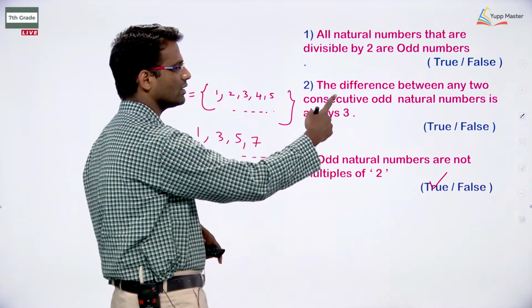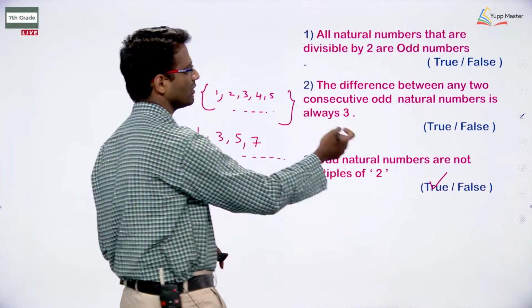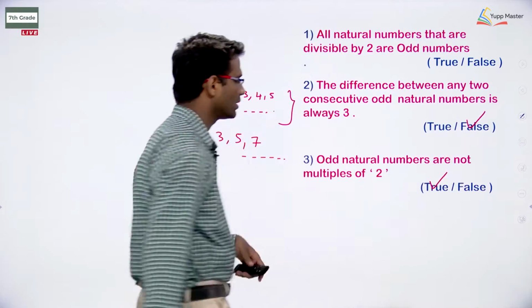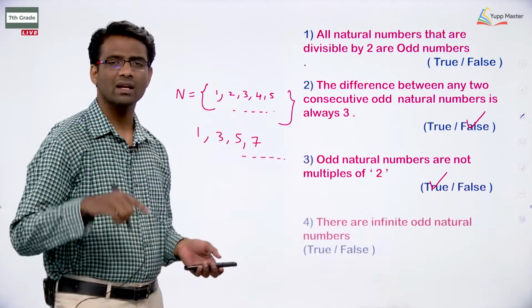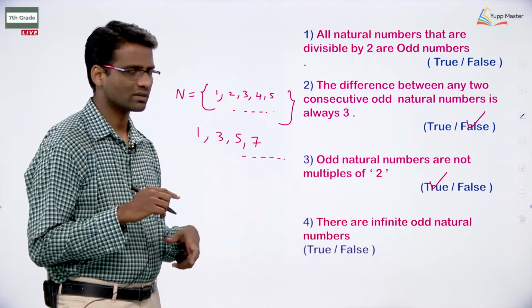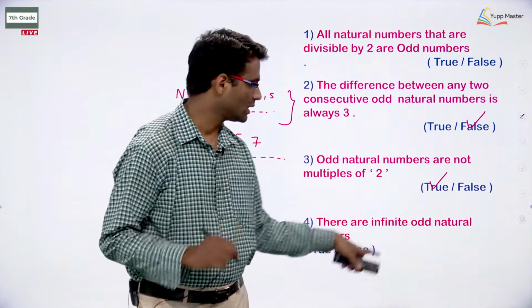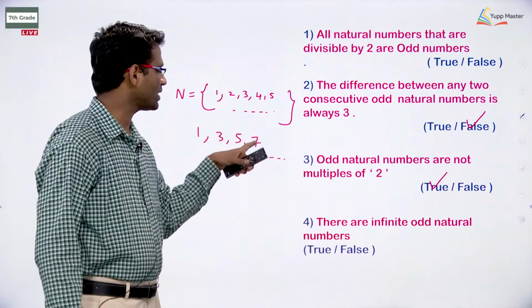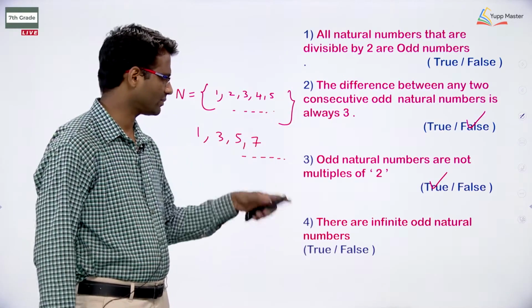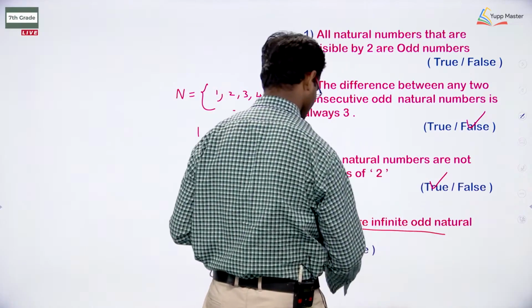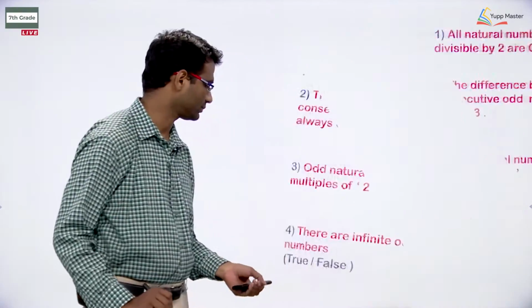The difference between any two consecutive odd natural numbers is always 3. I proved it, it is 2. False. So see here, there are infinite natural numbers. I missed the word odd. There are infinite odd natural numbers. Yes, 1, 3, 5, 7 goes on infinitely. Infinite odd natural numbers. So this statement is true.